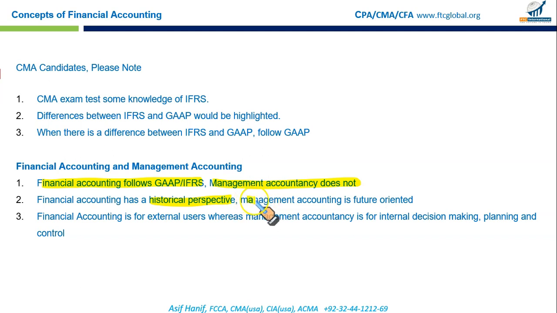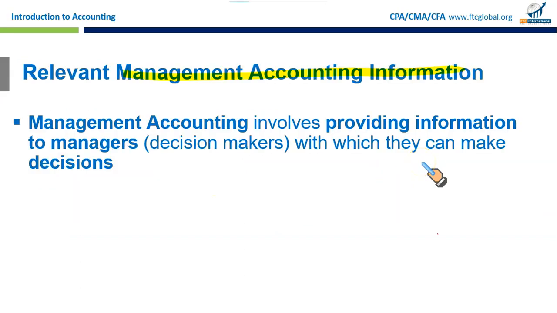Whereas management accounting is future oriented. This is the key point we are discussing here. Management accounting is future oriented and it provides information to managers, the decision makers, with which they can make decisions for the future. So this is what we say when the management accounting has a future orientation, because it provides information which will be used to make decisions for the future.